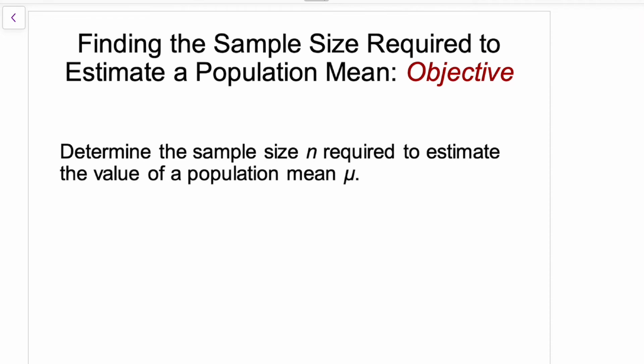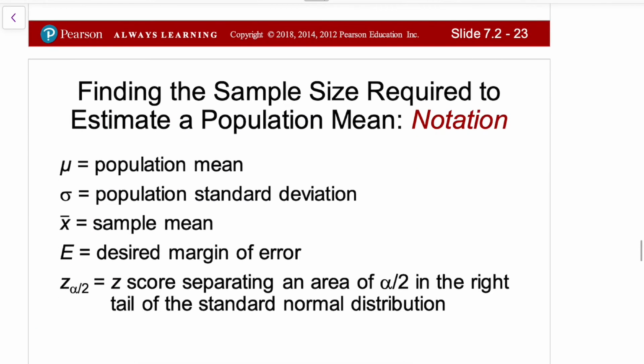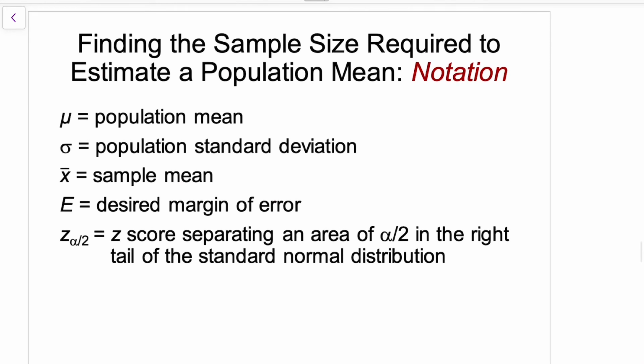Okay, the next type of problem we want to solve, just like before, is trying to determine the sample size required to estimate the value of a population mean. In this case, we will have the population mean mu, the population standard deviation sigma, the sample mean x bar, our desired margin of error E, and z sub alpha over 2, the z-score separating an area of alpha over 2 to the right tail of our standard normal distribution.